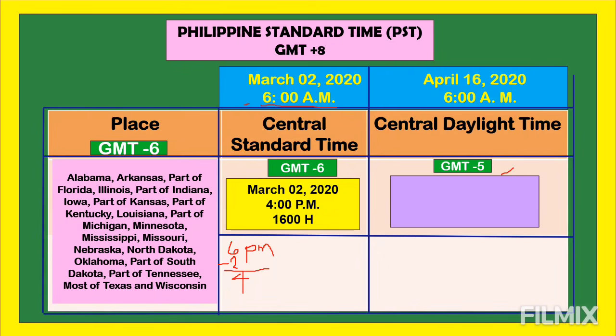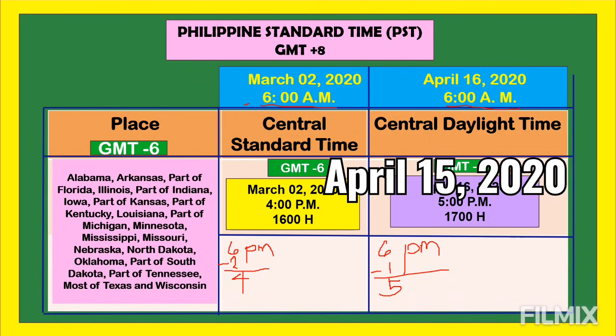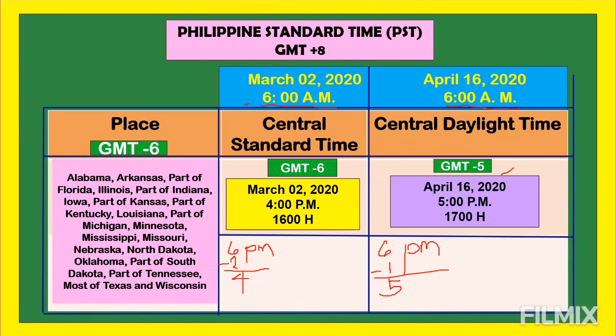Okay. During their Central Daylight Time, they are now in their -5 GMT. So, Philippines is just 13 hours ahead than them. So, again, get the exact opposite of 6 a.m. that is equal to 6 p.m. Then, since we are 13 hours advanced, we're going to subtract it by 1. Then, 6 minus 1, the answer is 5. So, we get the answer of 5 p.m. or 17 hours. So, Central Daylight Time in USA starts from March 8, 2020 and ends until November 1, 2020, Sunday.